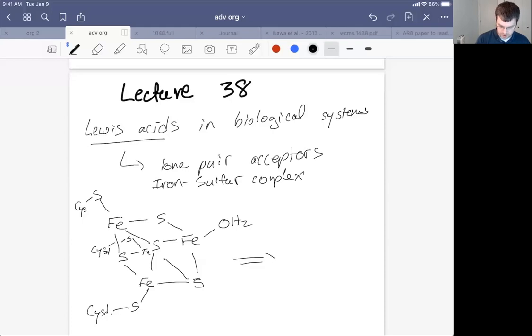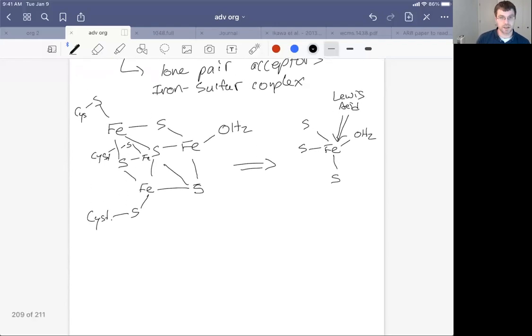And so what I want to do is just truncate this structure a bit and show S, Fe, S, S, and then we have this OH2. And it's this site that turns out to be reactive as a Lewis acid. And you see these clusters appear in enzymes to accomplish some interesting chemistry. And so what I want to show you is an important reaction where we take citrate, which is just the biological conjugate base of citric acid.